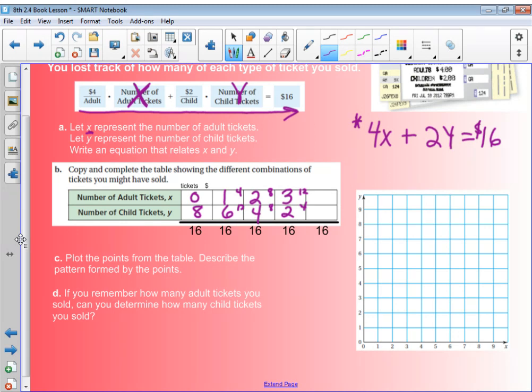And then maybe I buy 4 adult tickets, which is $16. That means I don't have any money left over to buy any child tickets. So there's all of our possible combinations.